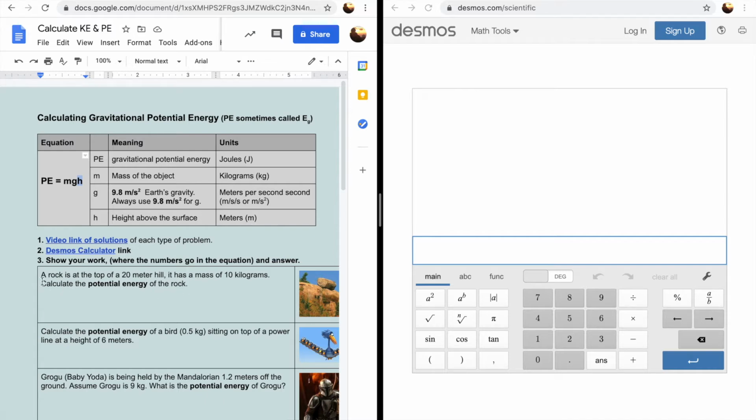All right, let's just do this one for an example. A rock's at the top of a 20-meter hill. It has a mass of 10 kilograms. Calculate the potential energy. Well, let's take a look. PE is going to equal the mass, and the mass is going to be the kilograms thing, so that's going to be the 10. The G is Earth's gravity at 9.8 meters per second squared, always. And then the height, look for the thing labeled in meters, and there it is, a 20-meter hill.